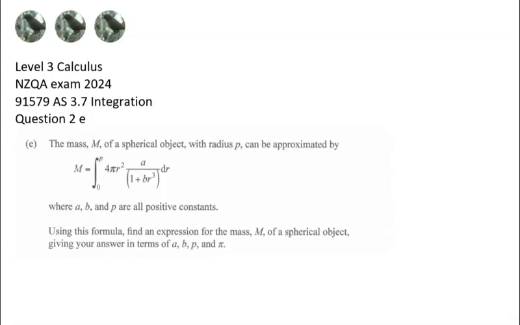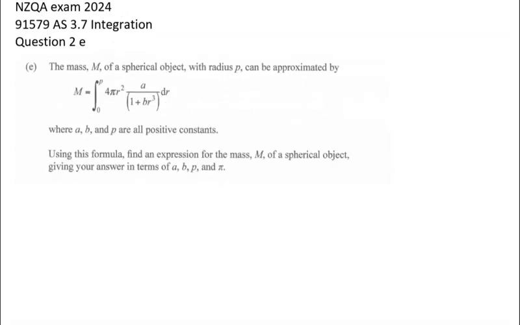Okay, so we've got the mass of a spherical object with radius p, and we're given an integral that we can use to approximate that mass. And this is the integral here. Now, it looks awful, but there are a lot of constants in here. So p is a constant, a is a constant, and b is a constant. And once you take account of that, then I think this question is not too bad if you are fluent with your achieved level 3 integration skills and doing backwards chain rule.